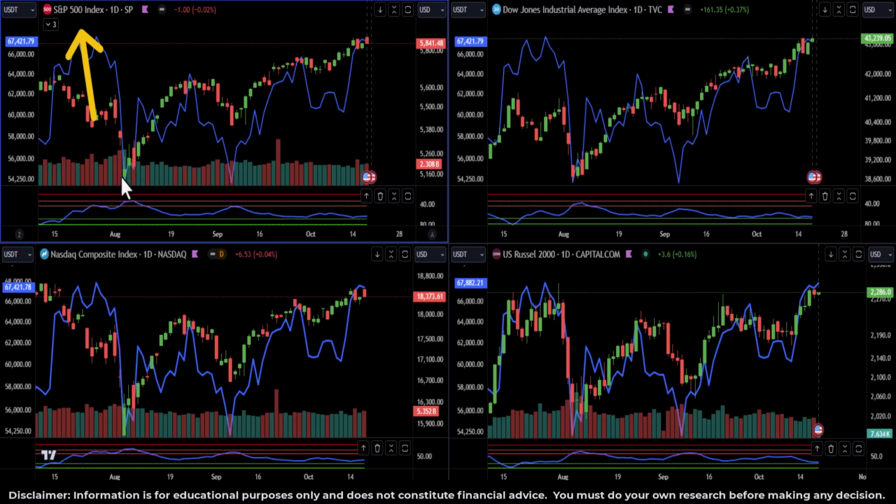When we look at the S&P 500, currently it's doing really well. It's very nicely supported by price and it looks to be breaking out. If it continues on the way Bitcoin has been going, yeah, it's going to break out.